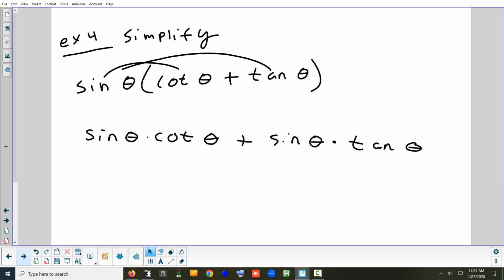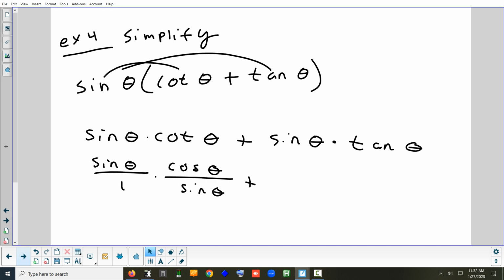Okay. Now we don't have any other choice at this step. We have to do something. What do we have to do now? Yep. You could do sine times cotangent, and then it would cancel out the sine with the cosine. How could we make that easier for people to see? Sine over 1 times cosine over sine.